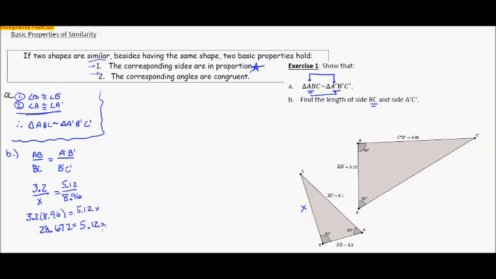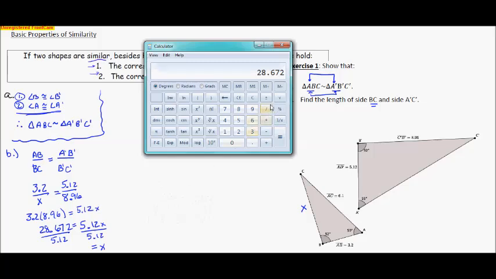Now I need to solve for x. So these two here are being multiplied together. I'm going to do the opposite and divide. I think I can squeeze it right in down here at the bottom. That means x equals, bring up my calculator again, I need 28.672 divided by 5.12, and oh nice, that's 5.6, turns out nice.